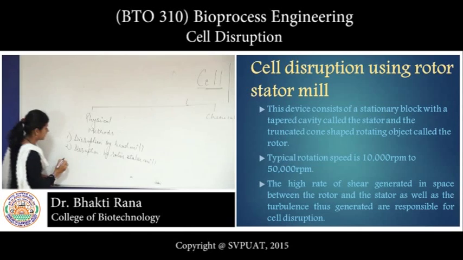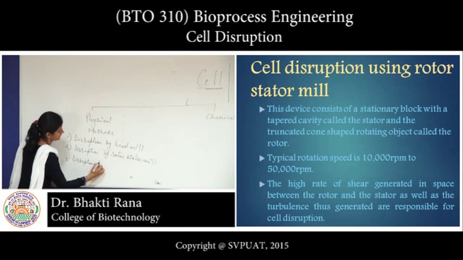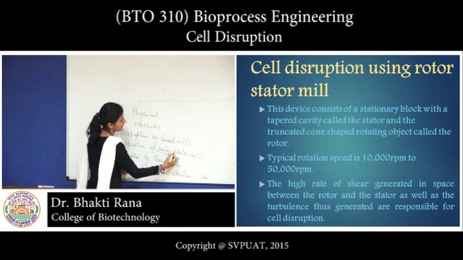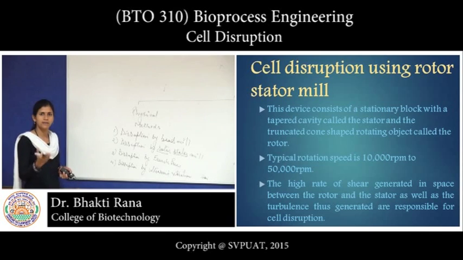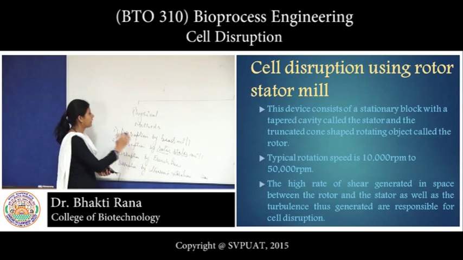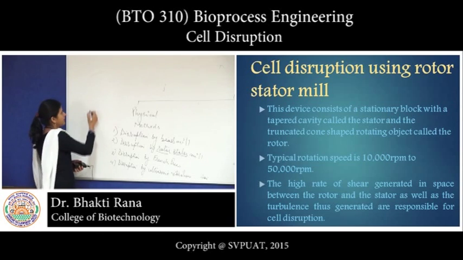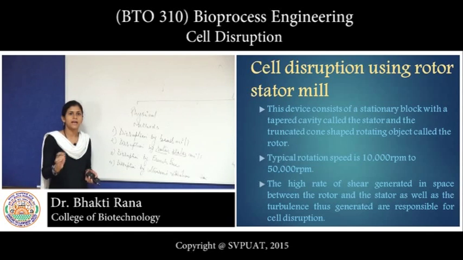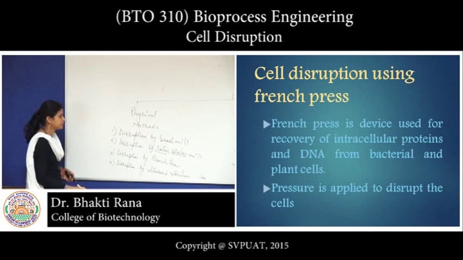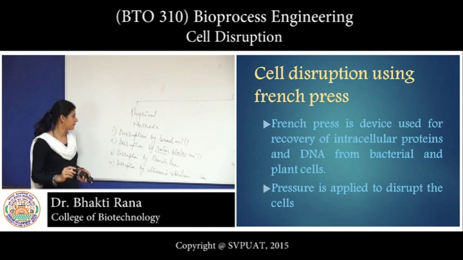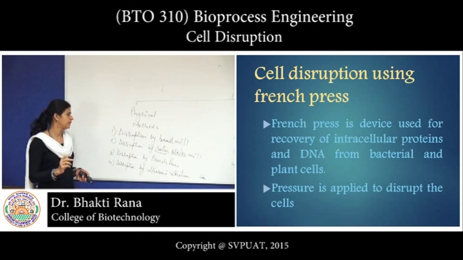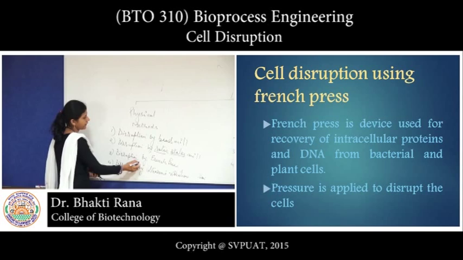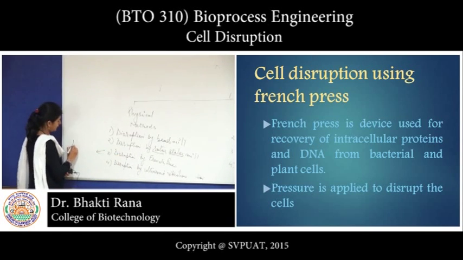Then second you have rotor stator mill. In rotor stator mill you have a rotor. The name itself indicates rotor and stator. That is, you have two blocks, one is stationary, another one is moving. Like we had at homes during old times, a grinding stone for grinding peas also. For use, we use rotor stator mill, and the cells are disrupted.